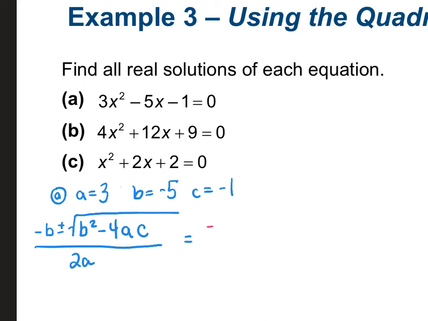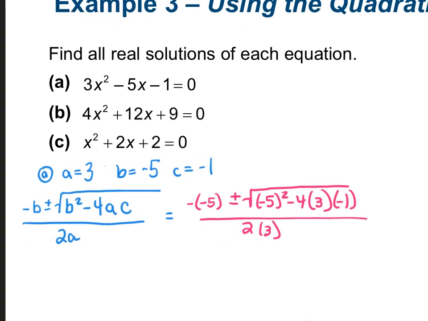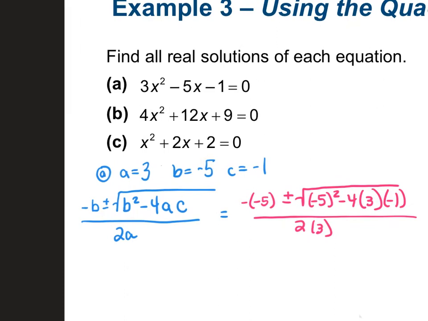For my b, it's negative b. So negative 5 plus or minus the square root of negative 5 squared minus 4 times a is 3, c is negative 1, and we're going to divide all of that by 2 times 3. If you mess up a sign in this second step of your quadratic formula, everything is going to be wrong. So just double check. Make sure you have all your negatives correct. Make sure your a, b, and c have the right signs in front of them and all that. Is everybody with me?